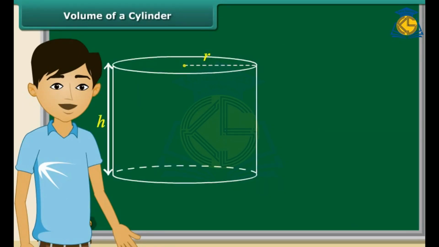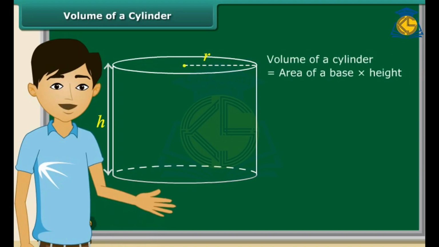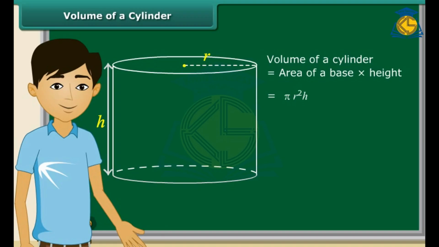Now students, we will calculate the volume of this cylinder, which is very easy to calculate. This cylinder has radius r and height h. Well, for calculating volume, we will multiply area of a base with the height. So, volume of a cylinder is equal to πr²h. Well, let us try an example.